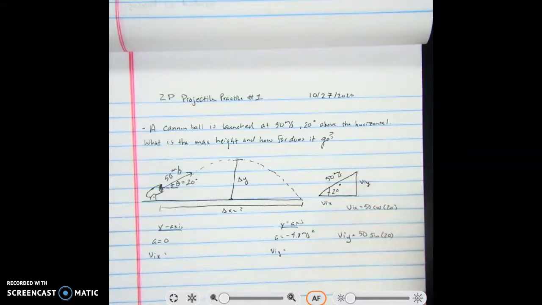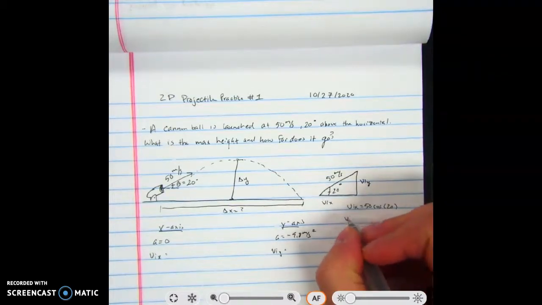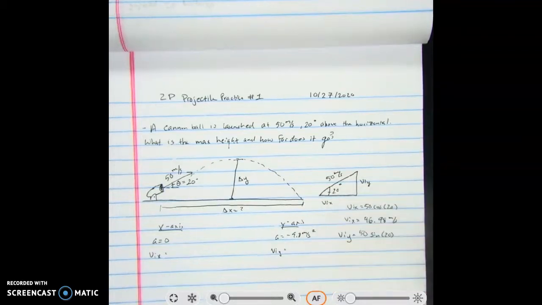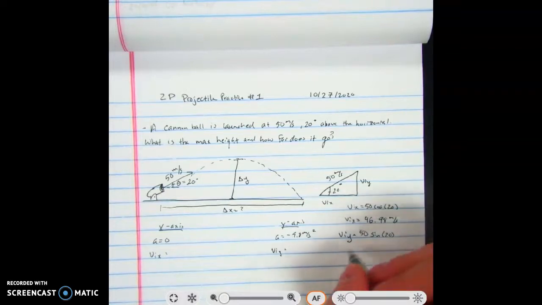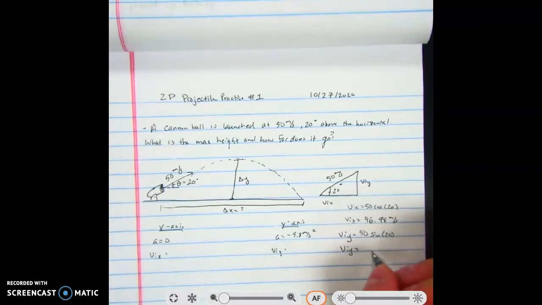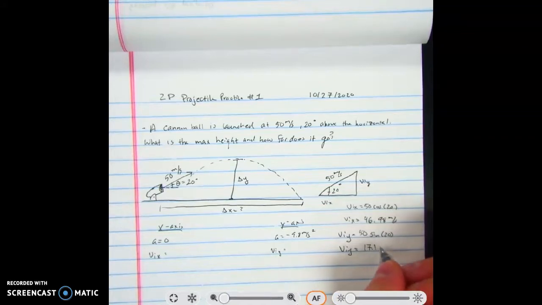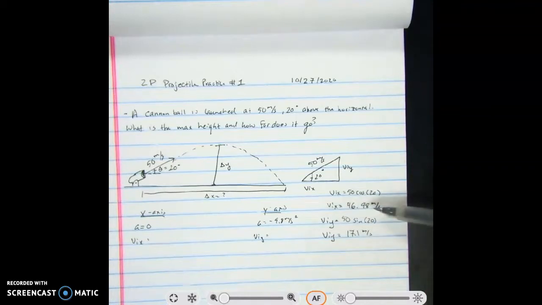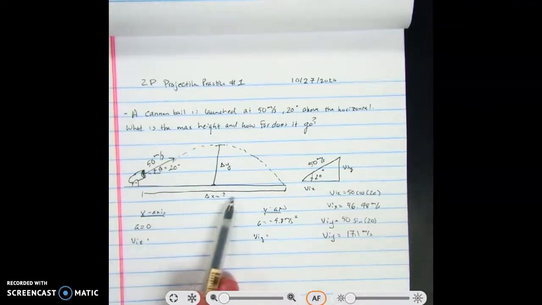And if you want some help with that, I can help you out individually, just saving some time for myself. So 50 cosine 20 equals 46.98 meters per second, and running back with sine, the initial y is 17.1 meters per second. Okay. So a majority of the velocity is going horizontal.